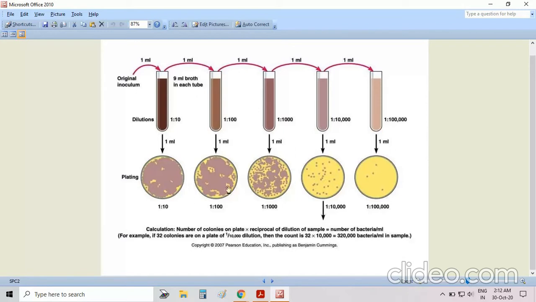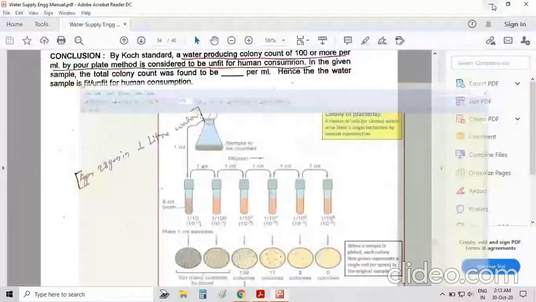I forgot to explain that it is not just the addition of nutrient agar and the water sample that directly gives colonies within 1 minute or 1 hour. You have to wait for 24 hours and give the proper environment: 37 degrees temperature, incubator, and then 24 hours. Then only will the colonies be found. We take the dishes out of the incubator and count by naked eye, or we can also use a colony counter, right? So I will move further.